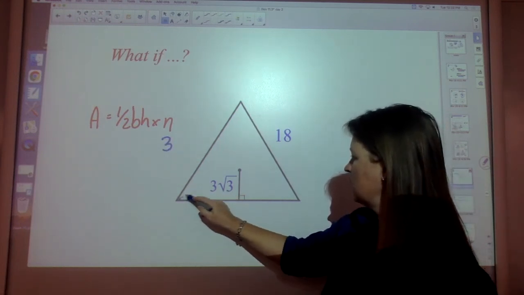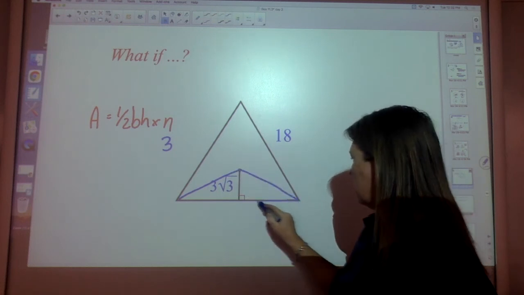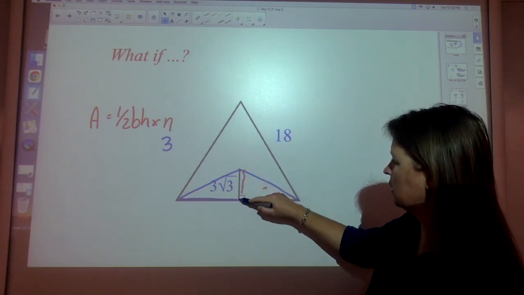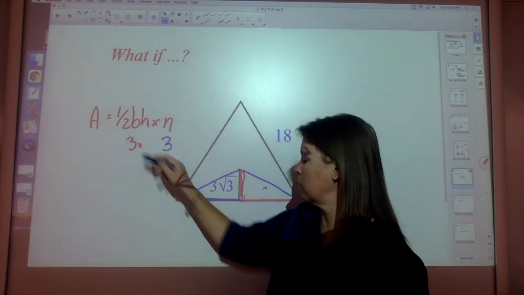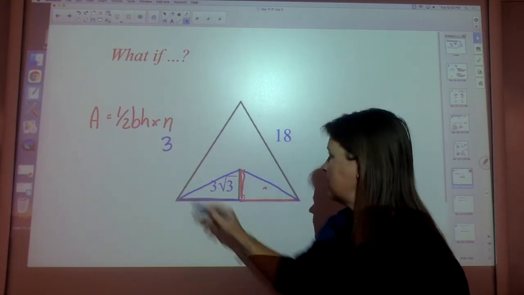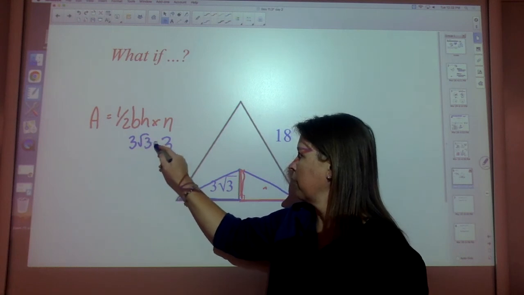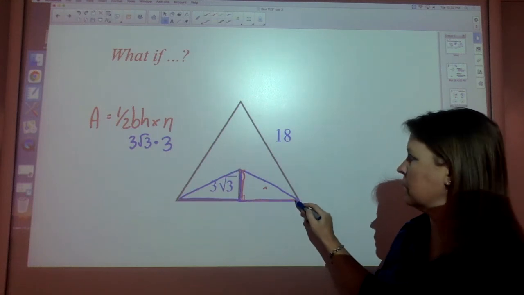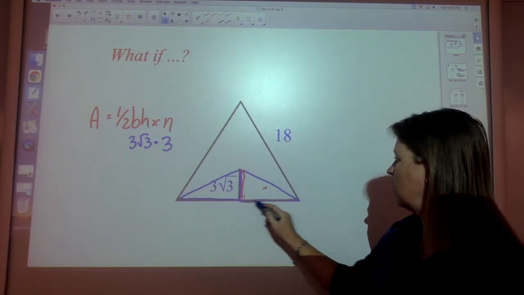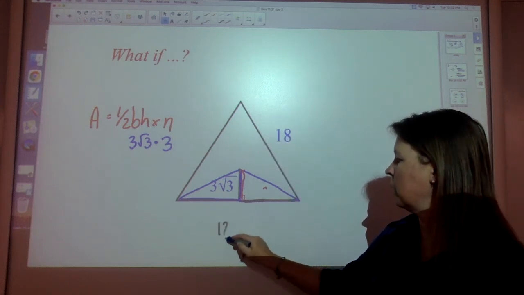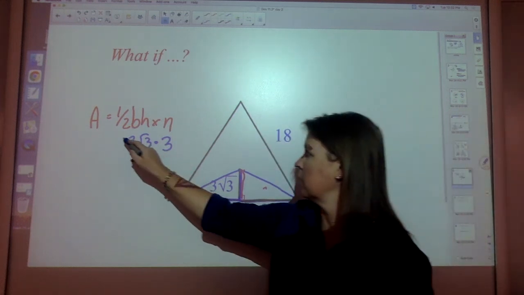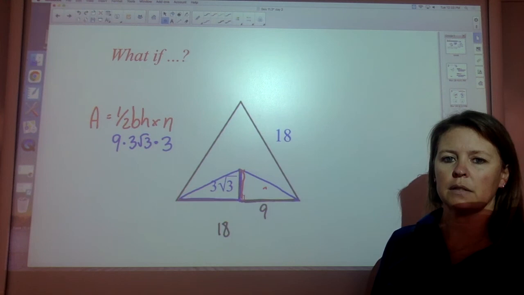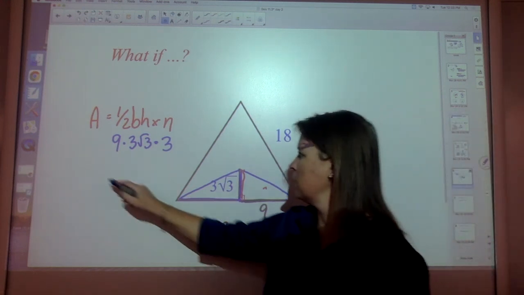We're going to turn this into a triangle. We need half its base, and we need its height. We've got its height, 3 square root 3. We know the number of sides is 3. We just need half of the base. How big is half of the base? Well, remember it was an equilateral triangle, so if this whole thing was 18, half of the base was 9. So we've got half our base is 9, our height is 3 square root of 3, and there's 3 sides to the triangle. Calculate that out.